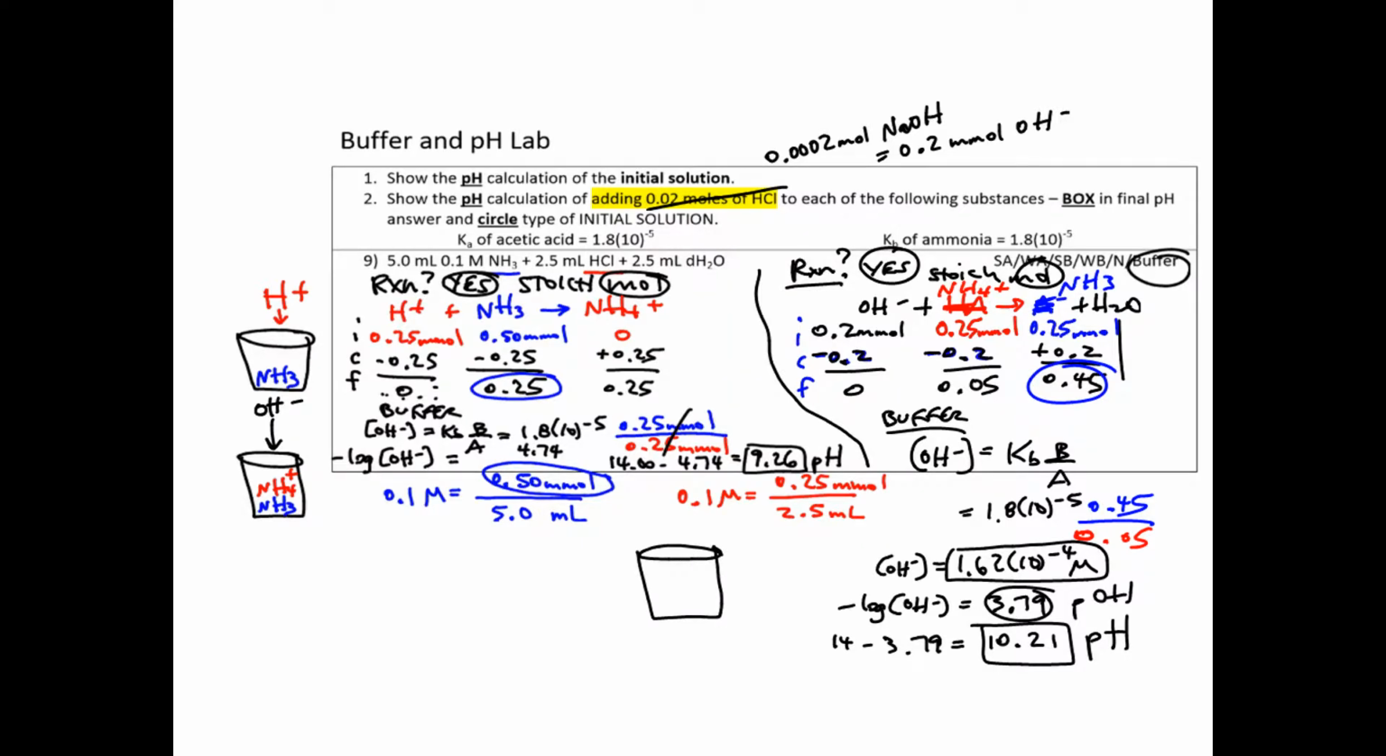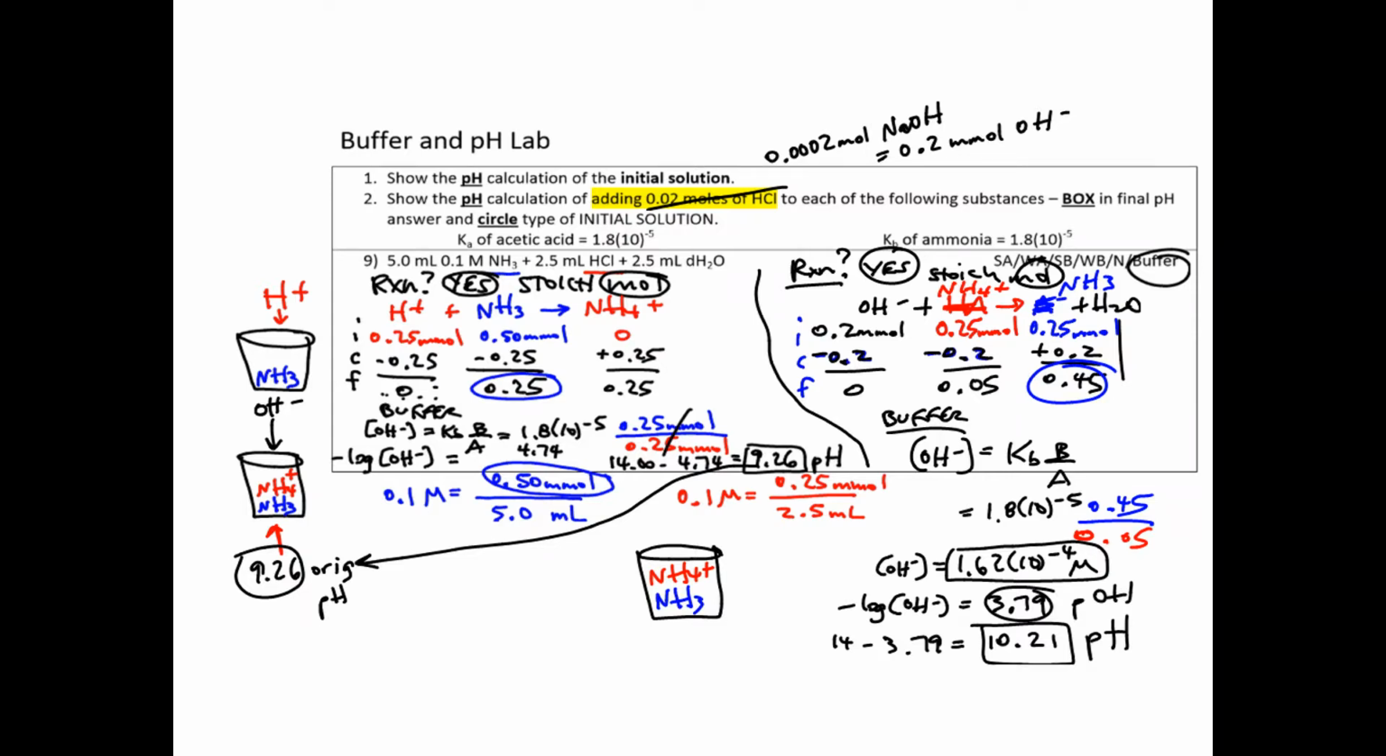This makes sense because this is a basic buffer. It has NH3 and NH4 plus. We have not wrecked our buffer. I will point out that the original pH of this buffer should have been 9.26. So this was the 9.26 original pH. We could have gotten that from the shortcut earlier. Oh well, actually we got it right here. It was right here. So that's the original pH.